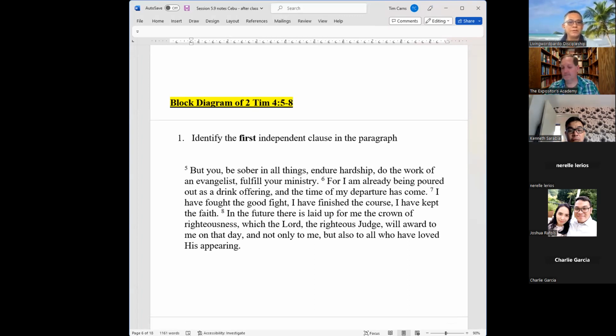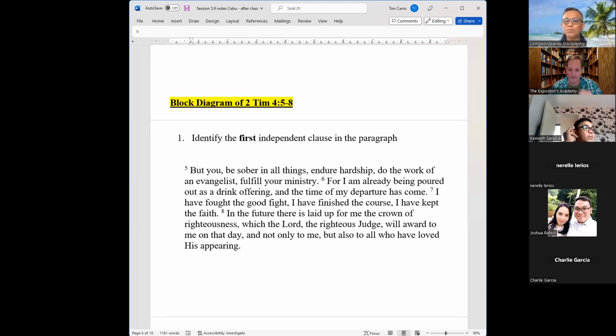But you be sober in all things, endure hardship, do the work of an evangelist, fulfill your ministry. For I am already being poured out as a drink offering, and the time of my departure has come. I have fought the good fight, I have finished the course, I have kept the faith. In the future there is laid up for me the crown of righteousness, which the Lord, the righteous judge, will award to me on that day, and not only to me, but also to all who have loved his appearing.